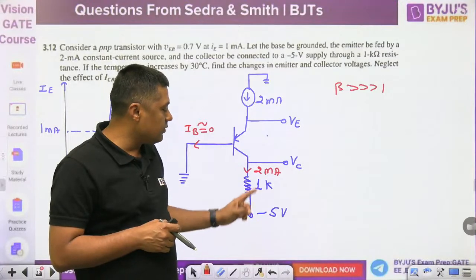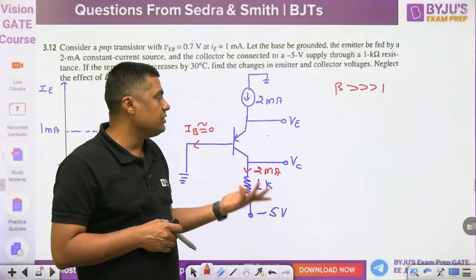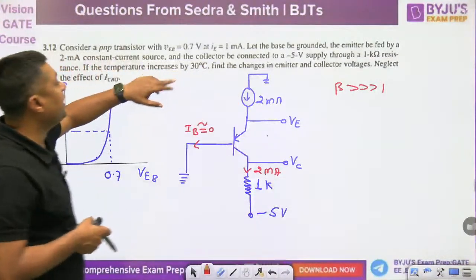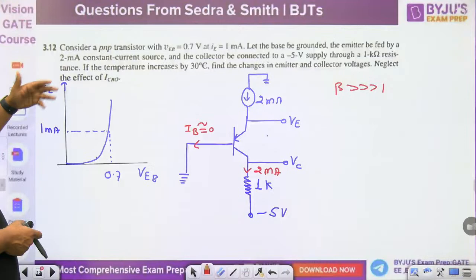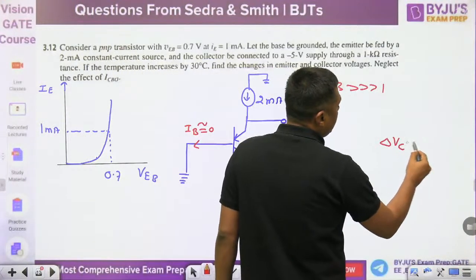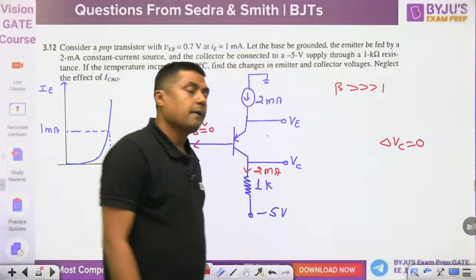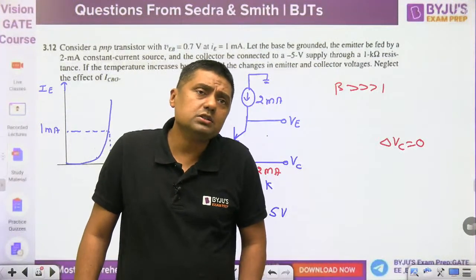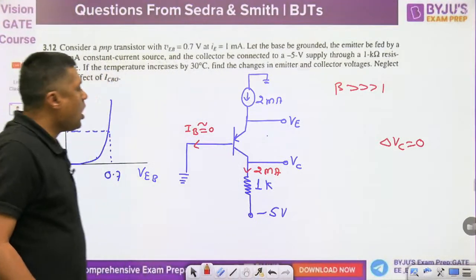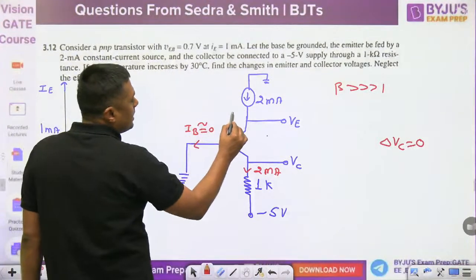This value will remain 1 kilo. So what about the effect on VC? VC will remain the same. There is no change in VC. What is the question? Find the change in the emitter and collector voltage. So what is the change in the collector voltage? 0. Change in the collector voltage is 0. Then the second question: what is the change in what? Emitter voltage. Yes. Now the emitter voltage is, this is the emitter, VEB.